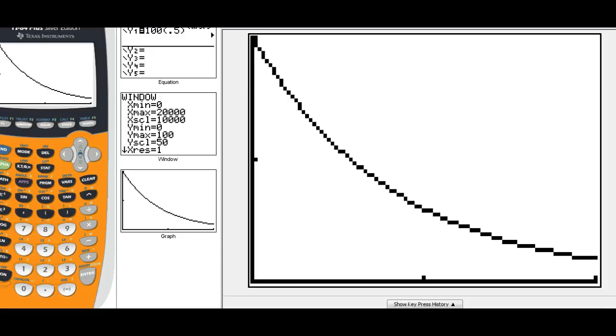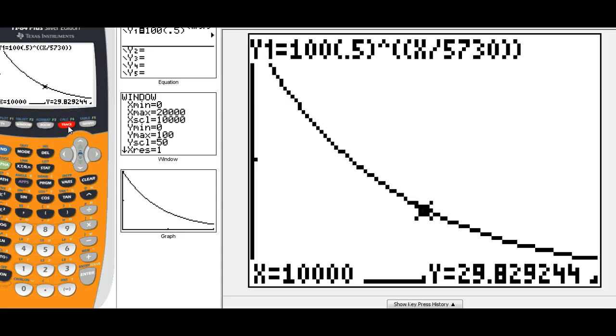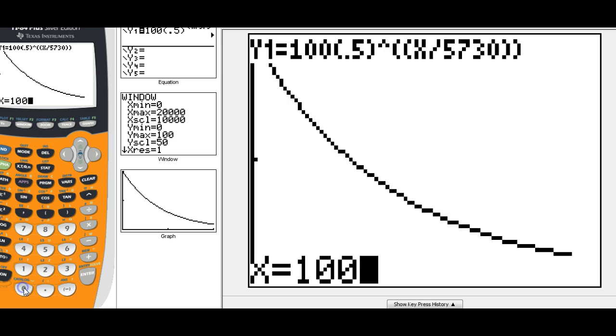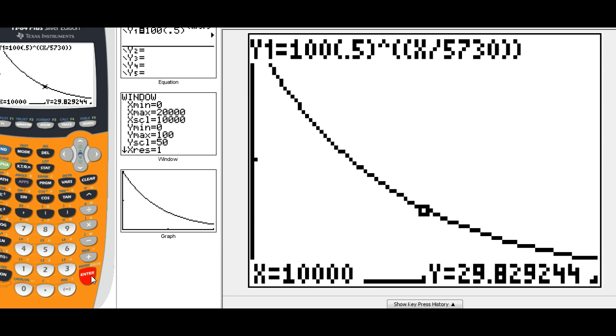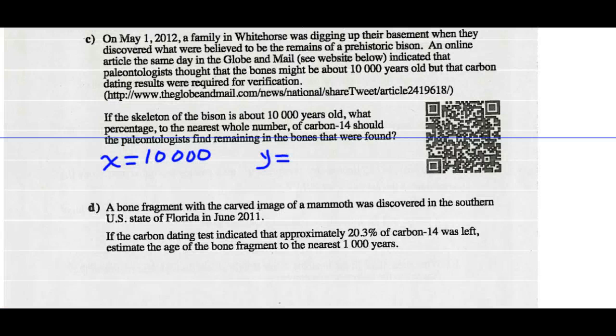So go back to your calculator, hit trace, and type in an x value of 10,000. At 10,000, we've got a y value of 29.829, and so on. And it wants the percentage to the nearest whole number. So we're going to say there is 30% carbon-14 remaining.